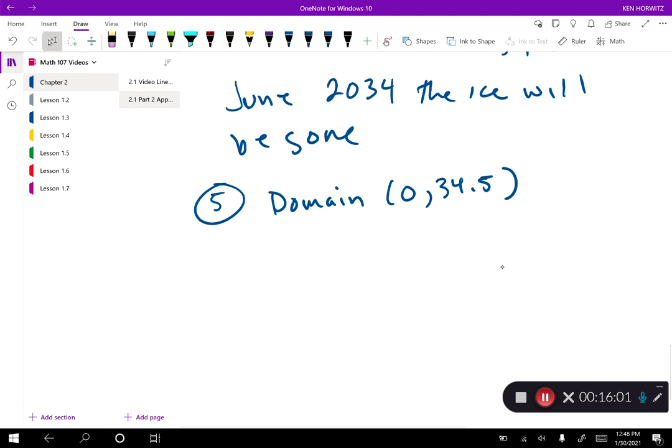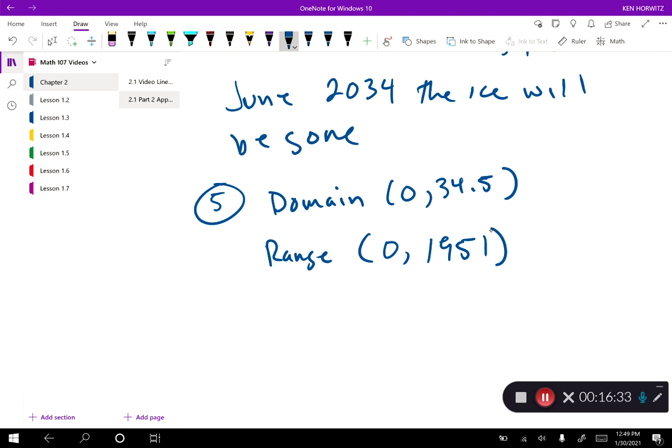All right, now the range. Now the range, remember, was our ice. And our ice, we can't get any lower than 0. Once the ice is gone, it's gone. So we're starting at 0. And how big can the ice get? Well, the biggest the ice ever was was in year 0, the year 2000, which was 1951. All right, so that's basically it.